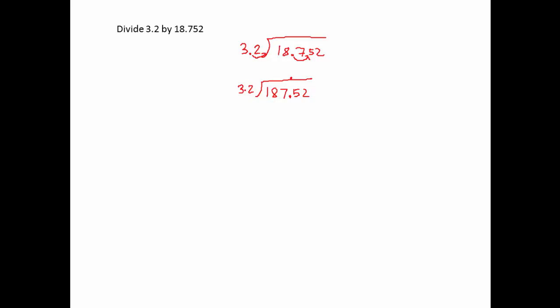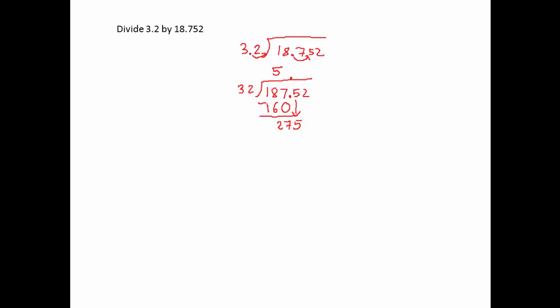Okay, so how many times does 32 go into 187? It's going to be 5 times. So let's multiply 5 by 32. 5 times 2 is 10, so 0, we carry 1. 5 times 3 is 15, plus 1 is 16. After we multiply 5 by 32, we subtract them. So 187 minus 160 is 27, right? Yes, 27. Now we bring down the 5 here, so we have 275.